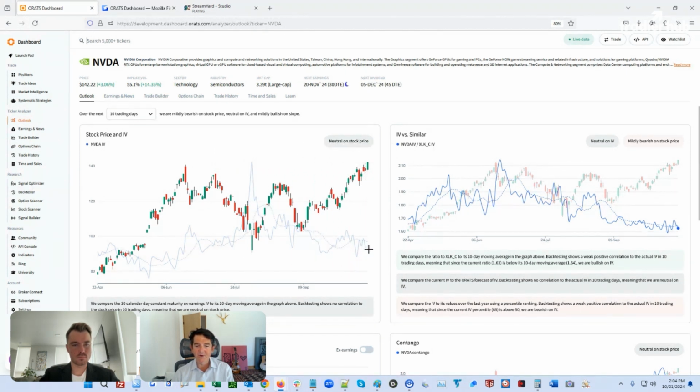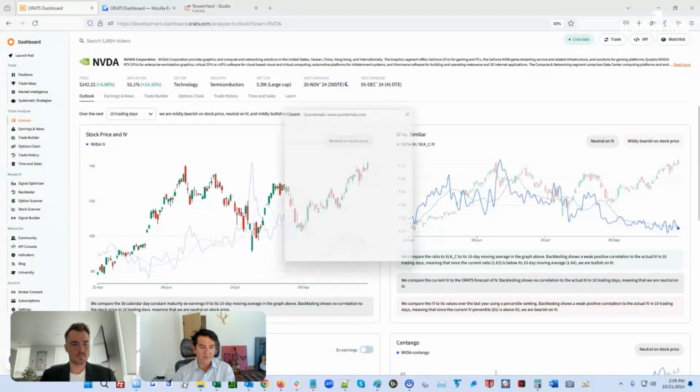So you'd be watching for this implied volatility, which is kind of at the low end. If it keeps going down, that's bullish, let's say. And so that's what you'd look at in this first stock price and implied volatility.